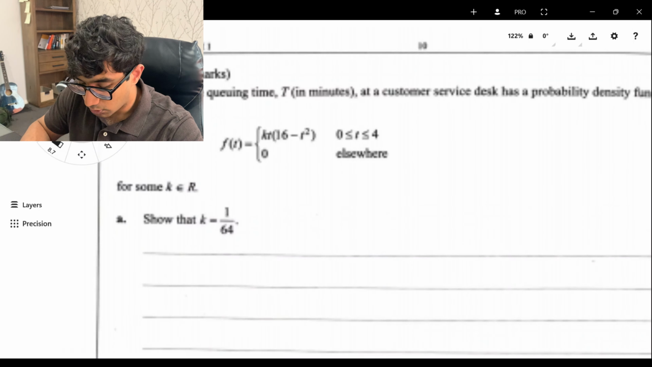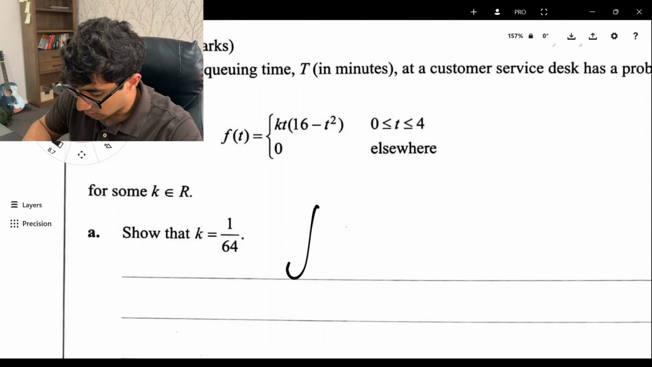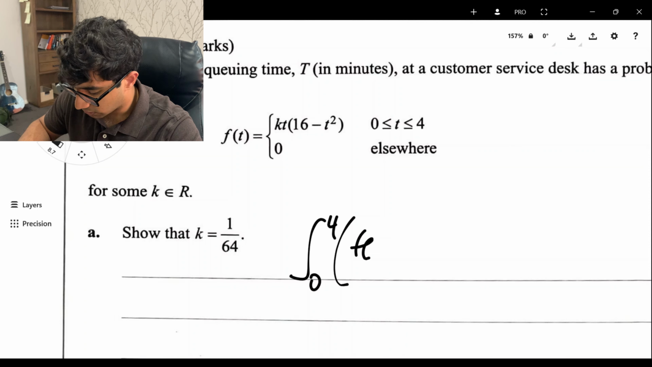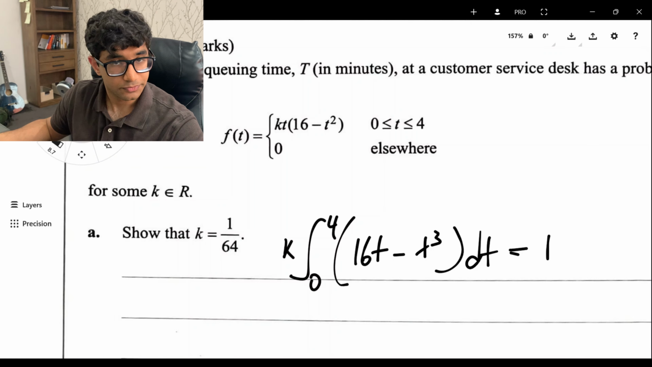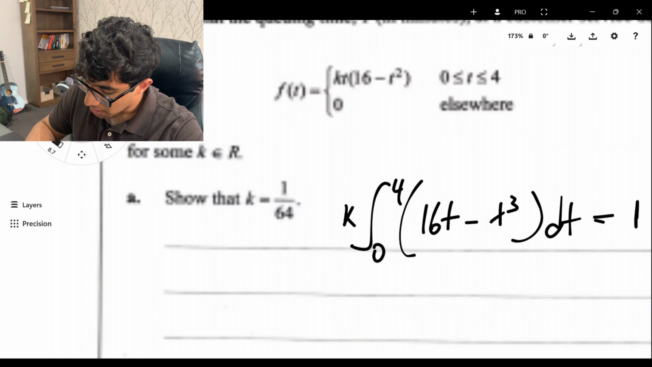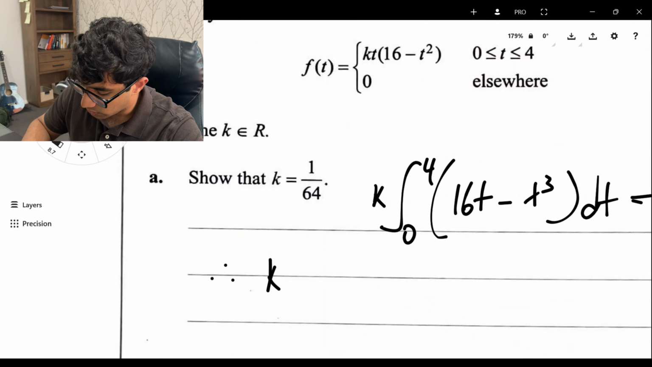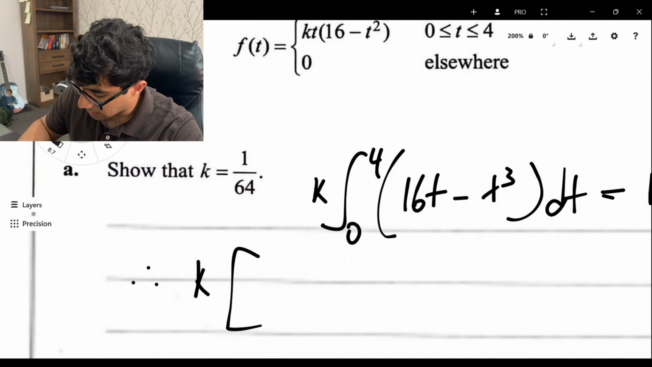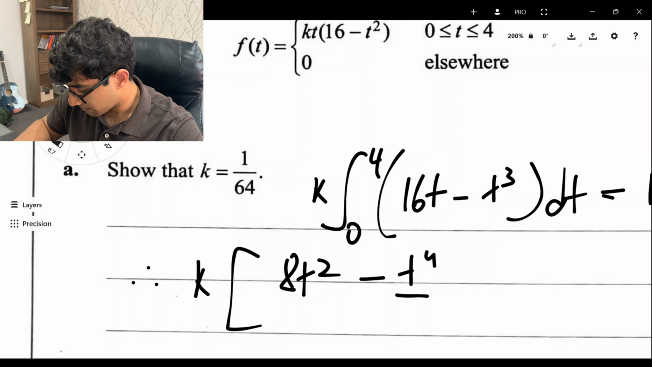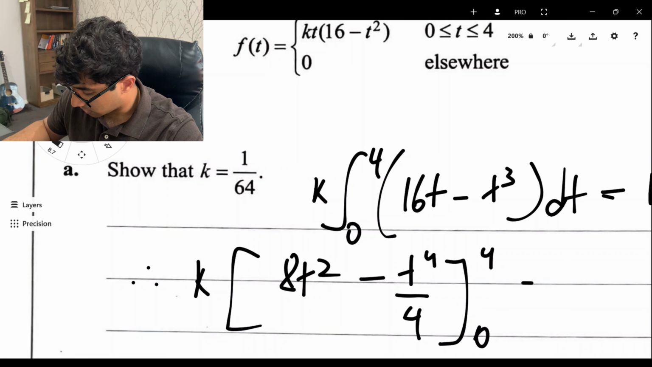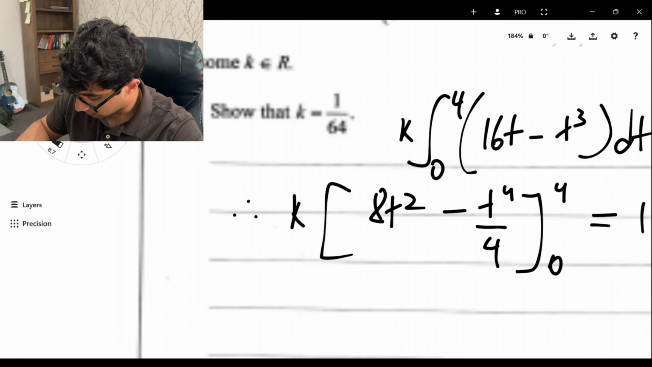Question 8, second last question, and this was the one with the crazy algebra. Show that k is equal to 1 over 64. From 0 to 4, k times t of 16t minus t cubed, dt, should equal 1. Therefore, now we need to integrate. So 8t squared minus t to the power of 4 divided by 4, from 0 to 4, equaling 1.